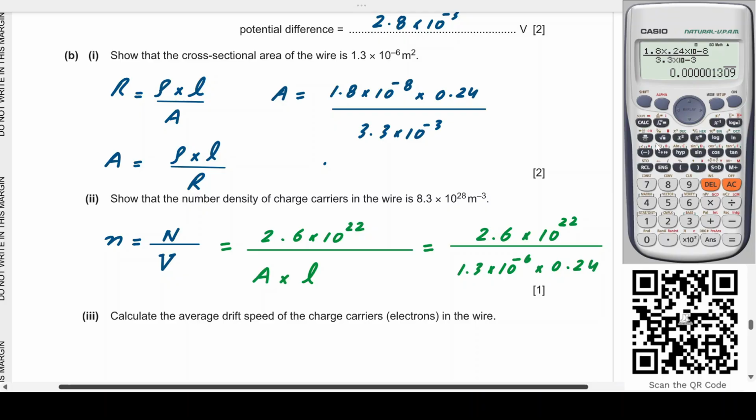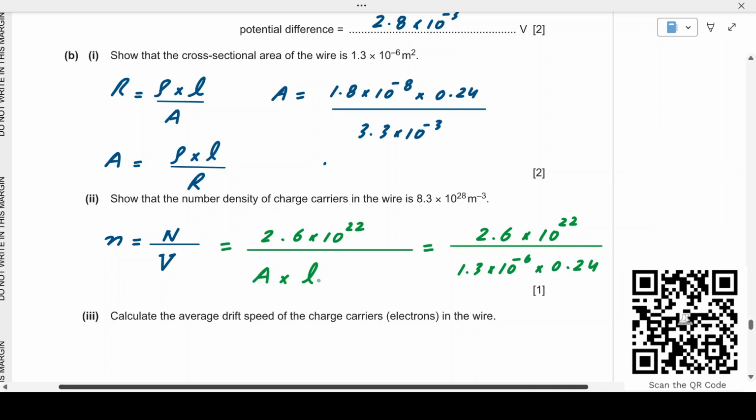Then let's do it on the calculator. 2.6 exponent 22, divided by 1.3 exponent minus 6 times 0.24. We get 8.3 into 10 to the power 28 in 2SF.